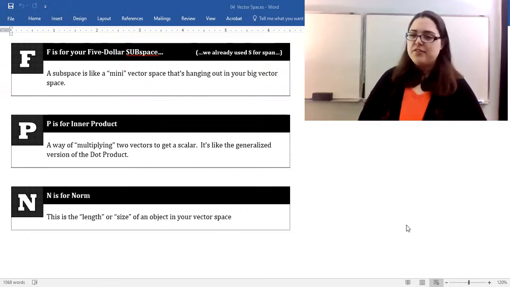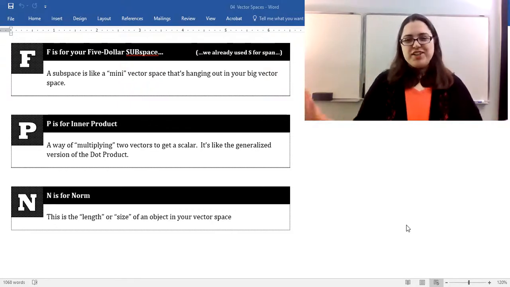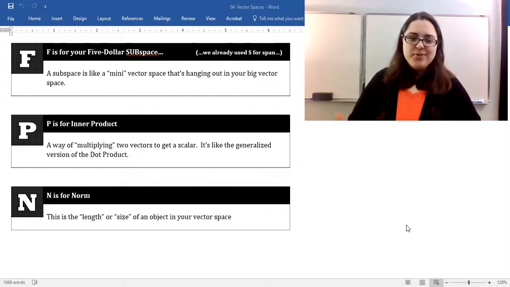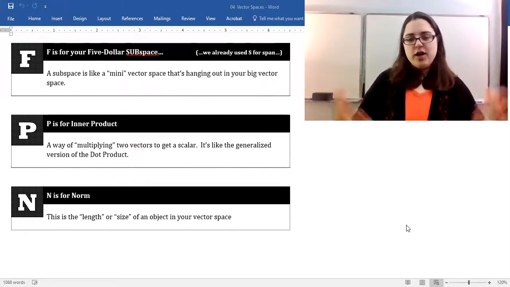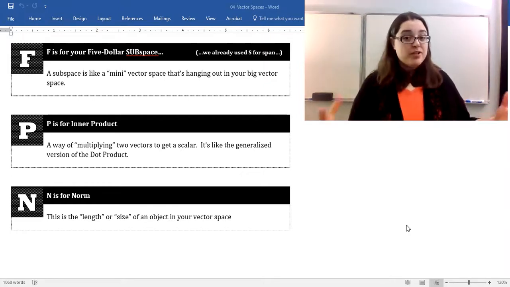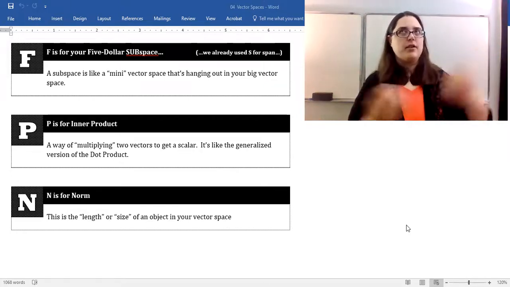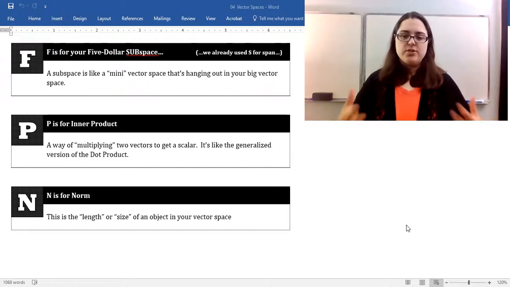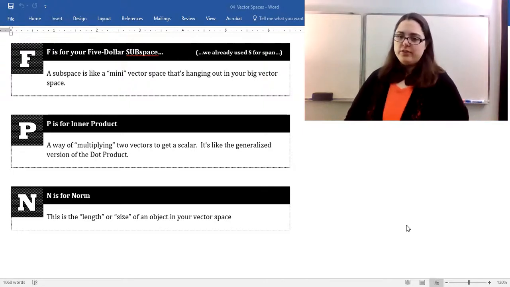And lastly, N is for norm. I always think of Cheers when I talk about norm, but the norm is the size of your object in your vector space. You can think of it as your magnitude, or in R3, the length of the vector. So our norm is going to be the size or the magnitude of an object in our vector space.